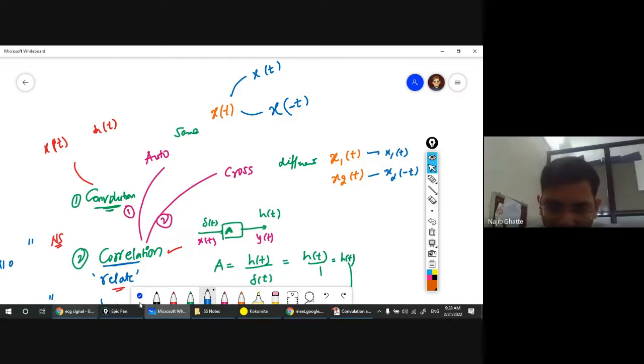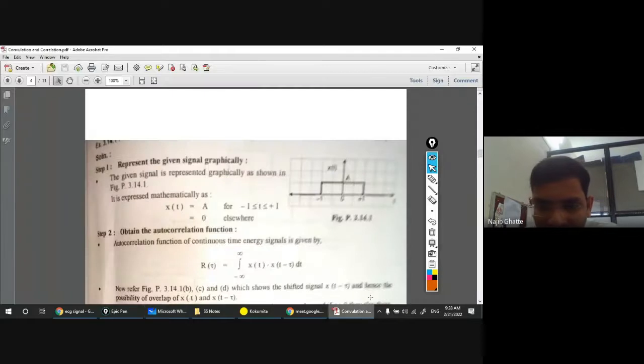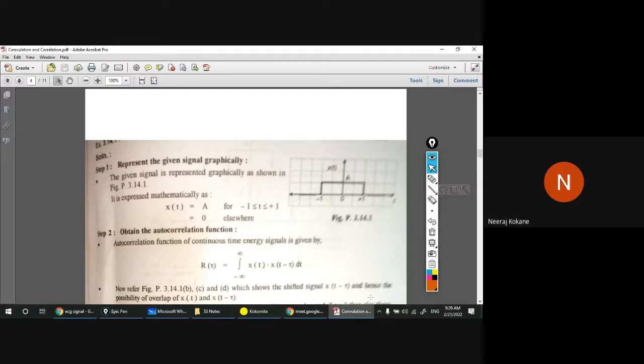Yes, sir. Okay, let's look at a question so that things become clearer. For this particular question you have to find the correlation. How can you find the correlation? Which correlation are we supposed to find, cross or auto? What kind of problem is this, cross correlation or auto correlation? Only one signal is given to us. Auto. It is auto.